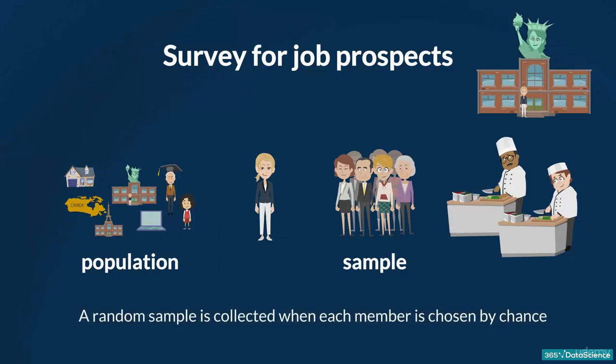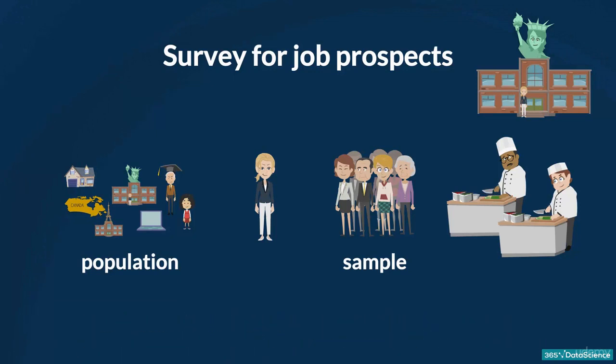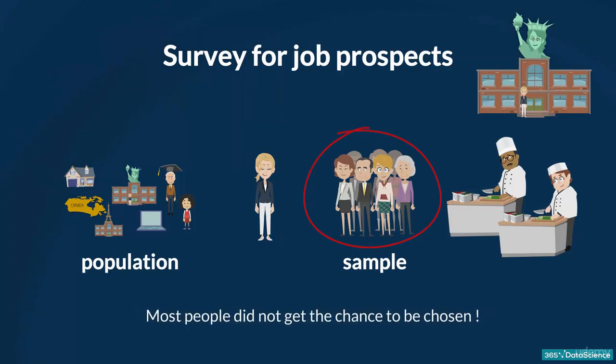A random sample is collected when each member of the sample is chosen from the population strictly by chance. We must ensure each member is equally likely to be chosen. Let's go back to our example. We walked into the university canteen and violated both conditions. People were not chosen by chance. They were a group of NYU students who were there for lunch. Most members did not even get the chance to be chosen, as they were not on campus. Thus, we conclude the sample was not random.